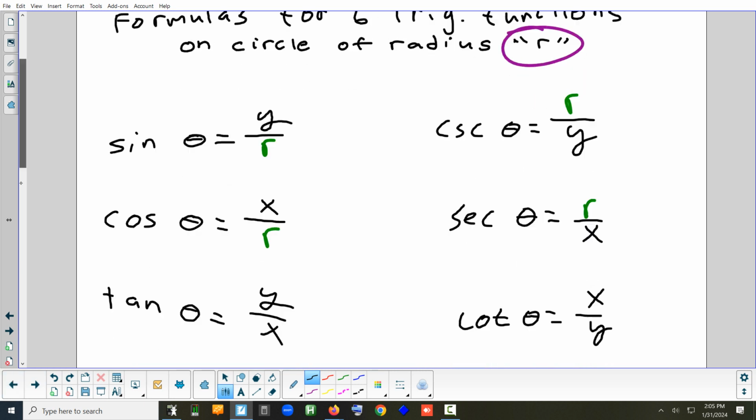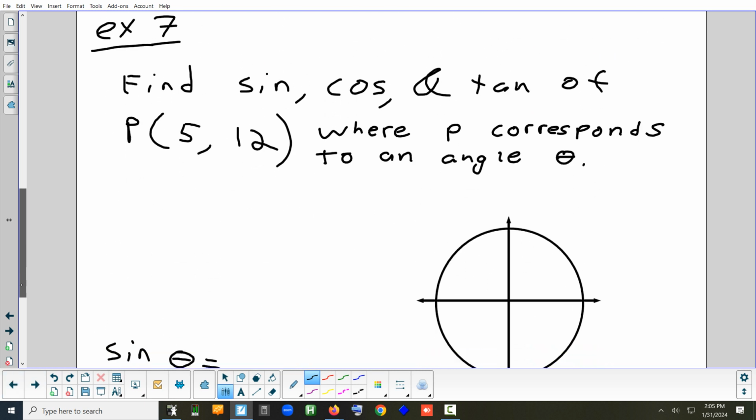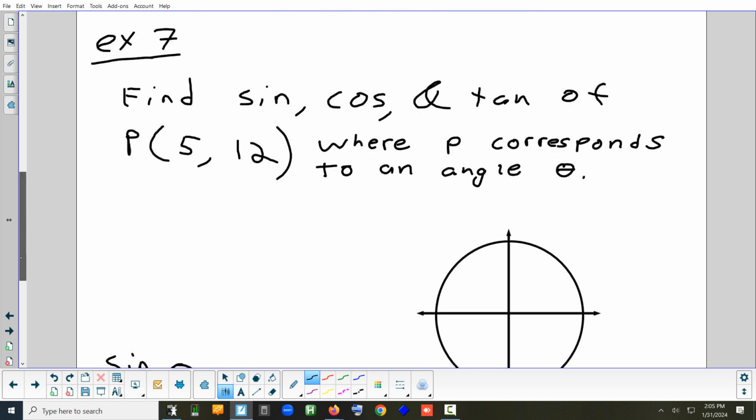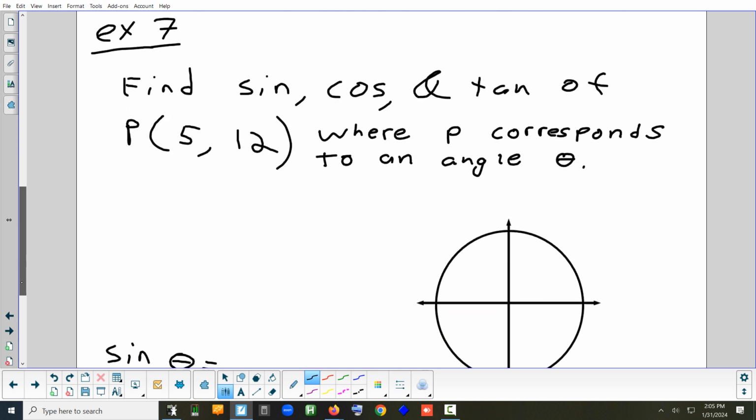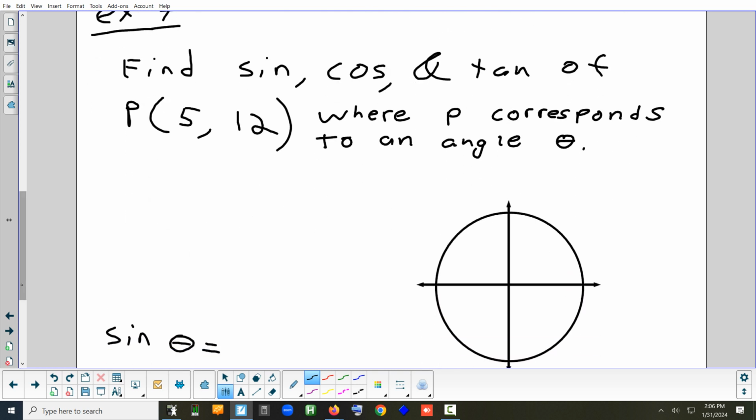All right, let's try, well, I guess we can do the 5, 12. We kind of already know what r is. So 5, 12, somewhere up there. It looks like a 30, 60, 90 triangle. It probably won't be a 30, 60 exactly, because usually when the angles are nice in the triangle, then the coordinate is not nice. So because this is a nice coordinate, the angles are probably pretty messy.